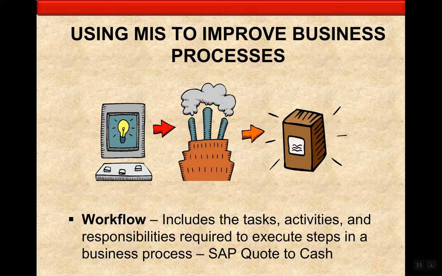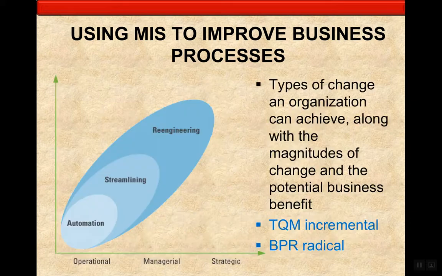procure to pay, which is on the purchasing side, request to close in terms of maintenance, hire to retire for human resources, and there's a couple other ones out there. But basically, you get the idea. There's a whole series of different types of processes that engage the organization and make up the nature of work in the organization.